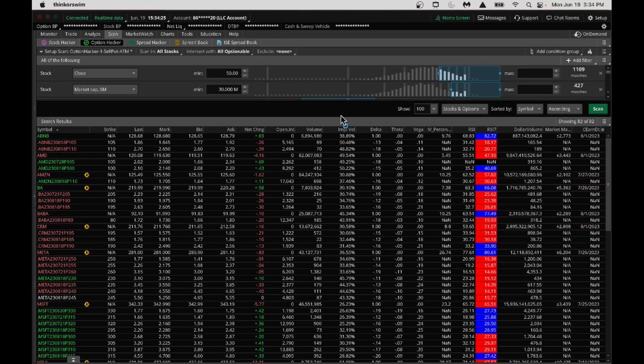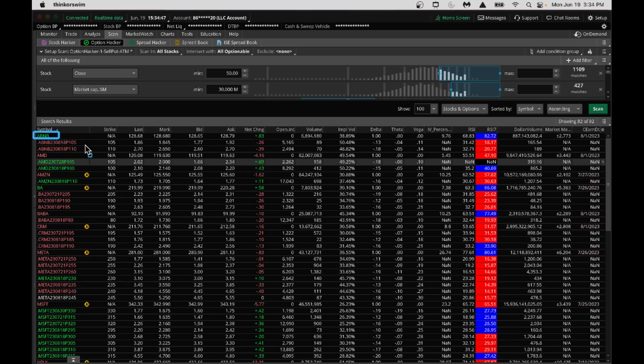So I've selected stocks and options as a choice here. You could just select stocks or options or stock and options. Stock and options is my favorite selection criteria here. Then you could say sorted by symbol. That's what I'm doing here. So that way you can see here, top of the list we got Airbnb.